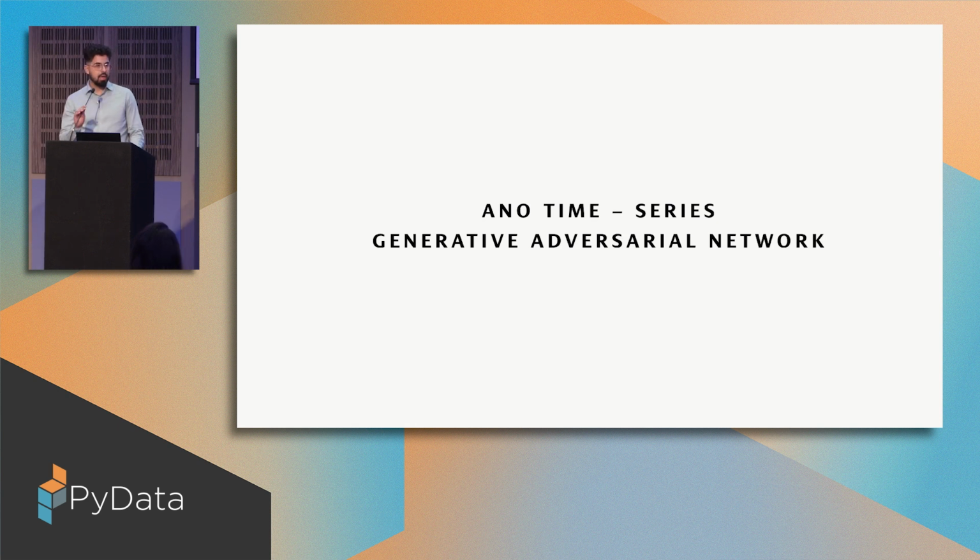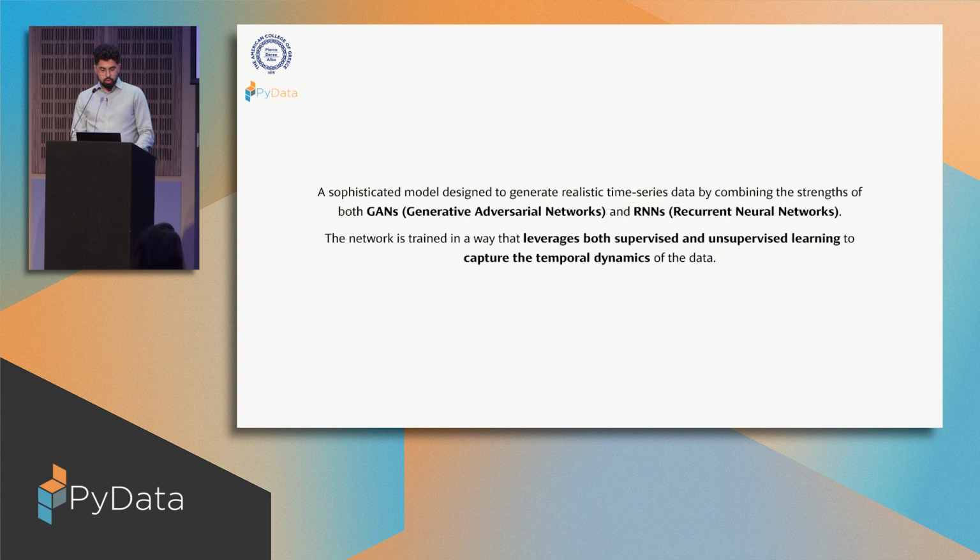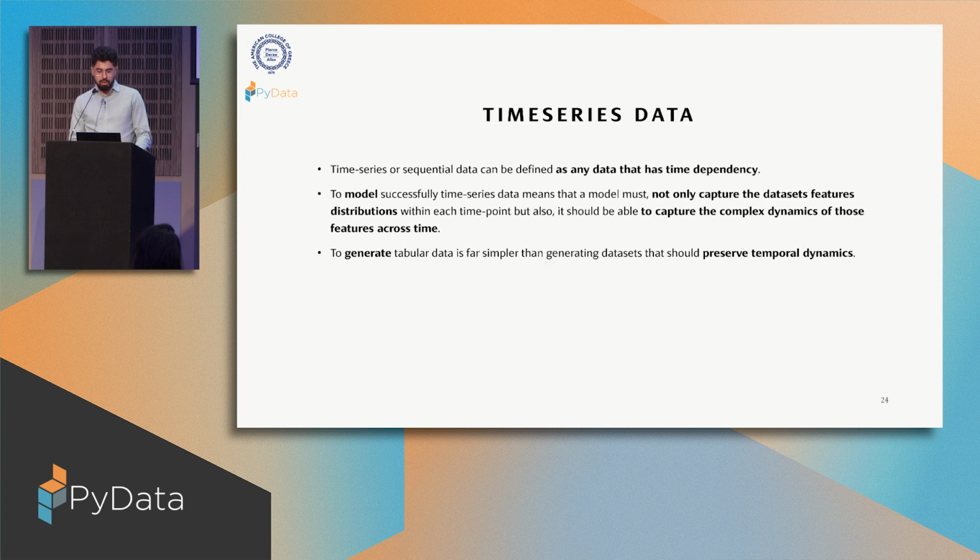Elena talked about the vanilla GAN. Now things get a little bit more complex, because in order to create generative synthetic data in time series, you have to use multiple deep learning models. A TimeGAN is a sophisticated model which is designed to generate realistic time series data by combining the strengths of both GAN, generative adversarial networks, and RNNs, recurrent neural networks. The network is trained in a way that leverages both supervised and unsupervised learning to capture the temporal dynamics of the data. So we will cut all the names to explain exactly what we're going to present in the code.